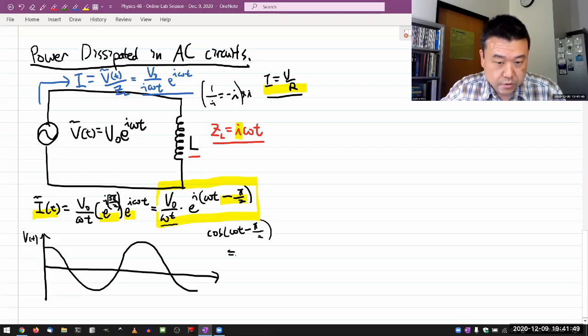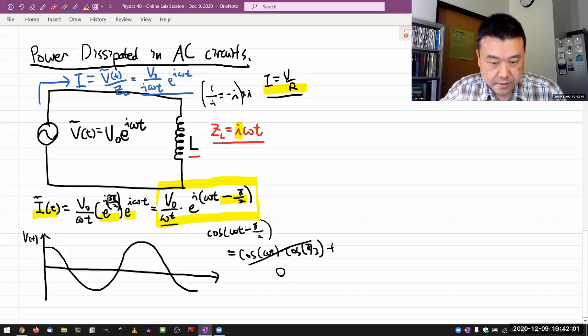Let me rewrite this using the cosine angle addition formula. It's cosine of omega t times cosine of pi over 2. Oops, that's 0, so that whole term is going to be 0. Plus, because that's minus, sine of omega t times sine of pi over 2. This is 1. So sine of omega t.